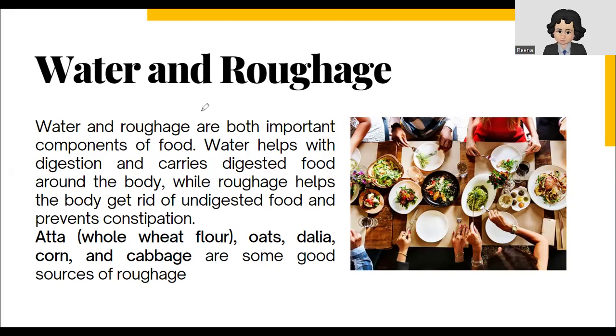Okay, this is a very important term that can come in your exam. So, what are the sources? Oats, dahlia, atta, corn, cabbage. These are some good sources of roughage. And water is very important. You must know its benefit, and you should know that without water, there is no life.